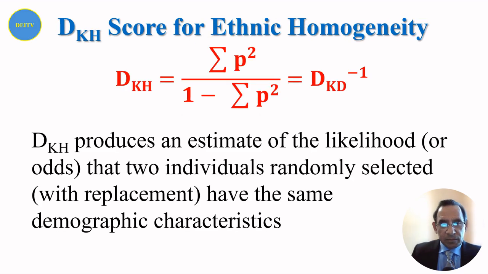The Kvalseth index of homogeneity is represented as the sum of the percentages squared divided by 1 minus the sum of the percentages squared. In other words, that's the Simpson concentration or dominance index divided by the Simpson diversity index. And this index produces an estimate of the likelihood or odds that two individuals selected at random will have the same demographic characteristics, in this case that they will be of the same ethnic group.